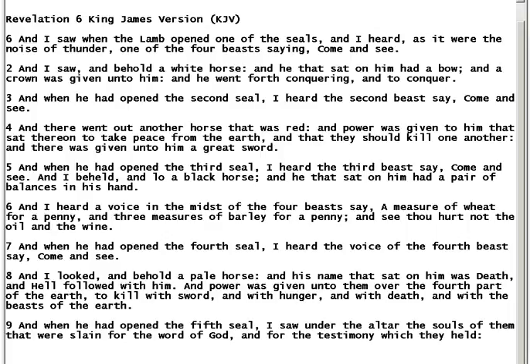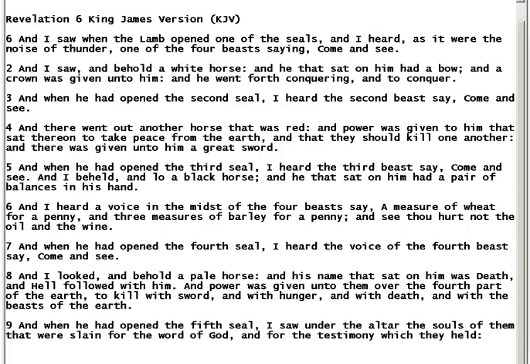Now, let's look at Revelation 6, verses 3 and 4. "And when he had opened the second seal, I heard the second beast say, Come and see. And there went out another horse that was red, and power was given to him that sat thereon to take peace from the earth, and that they should kill one another, and there was given unto him a great sword."